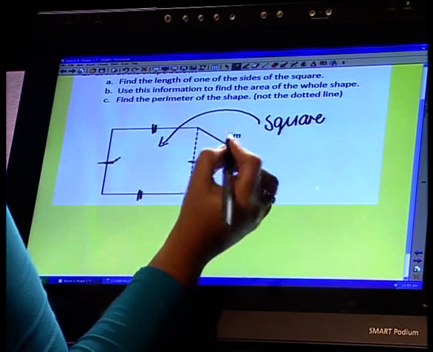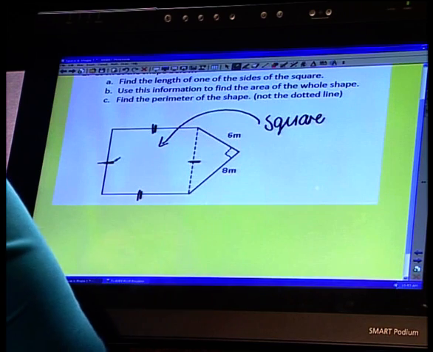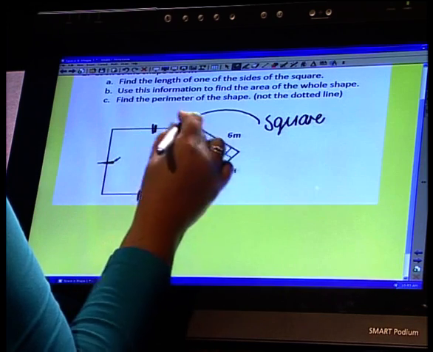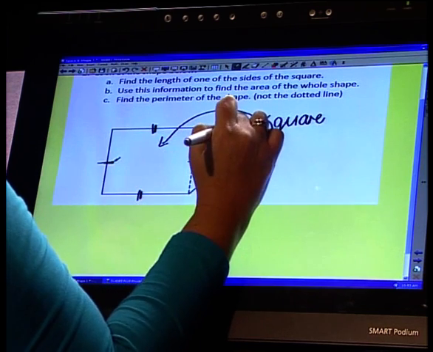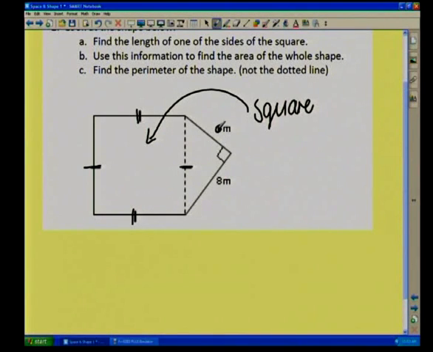Okay, to find the side of one of the squares, I need to have some other information. There's no information on my square, but they've told me that this side is 6 meters and that side is 8 meters, and this is a right angle. So right angle should ring bells in your head. To find the third side of a right angle, what do I use? Yes, Pythagoras.